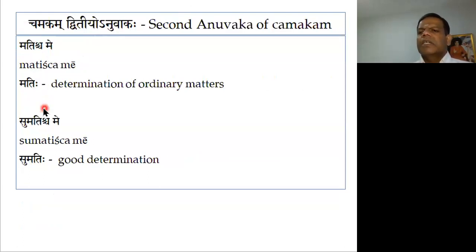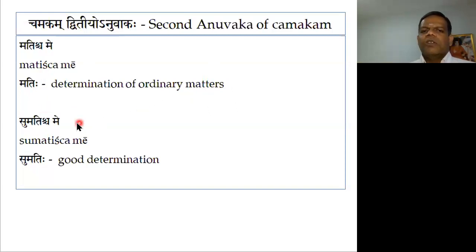Matihi means a state of mind, you can say. Determination, this is the meaning given by the commentator, so I have just used it. Determination of ordinary matters. In normal things, we make up our mind, we cultivate a state of mind. Let our state of mind be beneficial. Matischame kalpata.